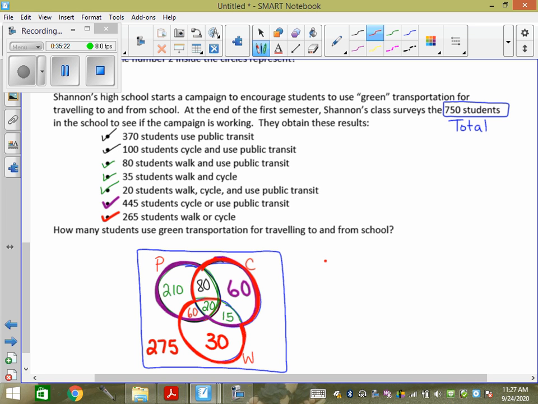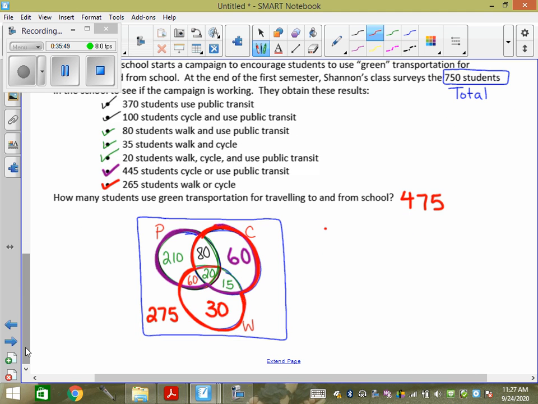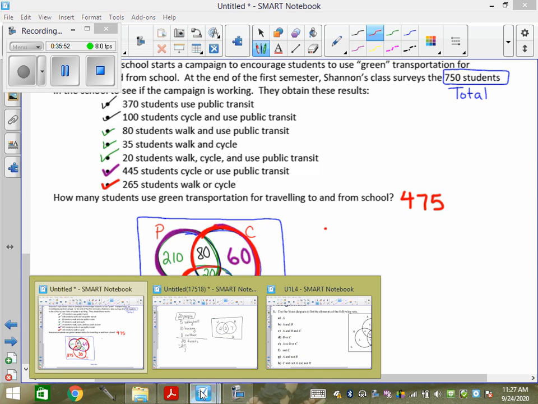How many students use green transportation for traveling to and from school? How many was it total? 475. Please make sure when you do Venn diagrams you fill in every single spot, okay? Okay. Good, good.